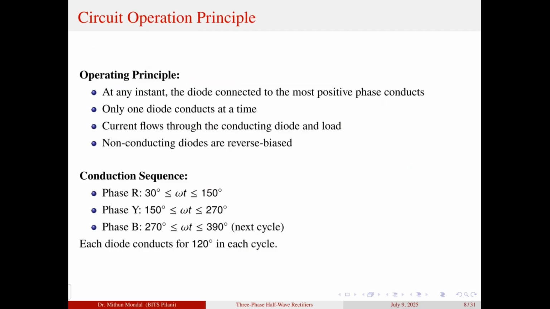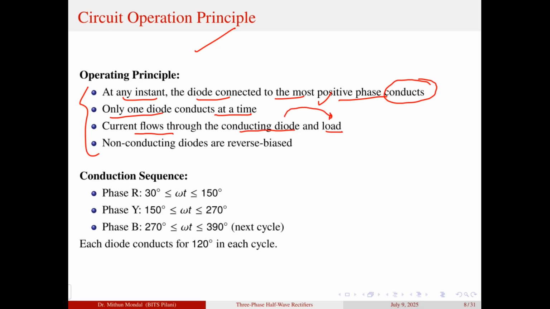Circuit operation principle, if we talk about, then at any instant, the diode connected to the most positive phase will be conducting. So the diode conduction will take place one at a time. The diode which is present at the most positive phase, that will be conducting. So only one diode will conduct at a time, and the current flows through the conducting diode and the load. So the current should flow in a closed path. So the diode and load together will form one closed path, and the non-conducting diodes will be reverse biased in nature.